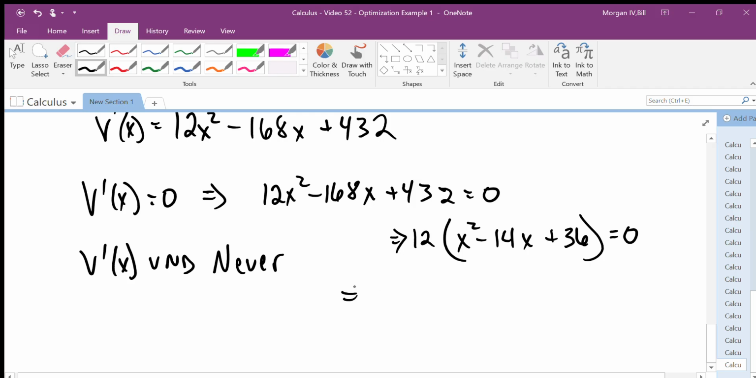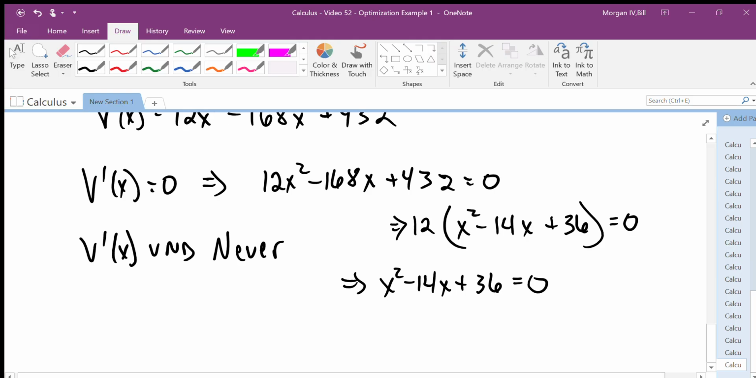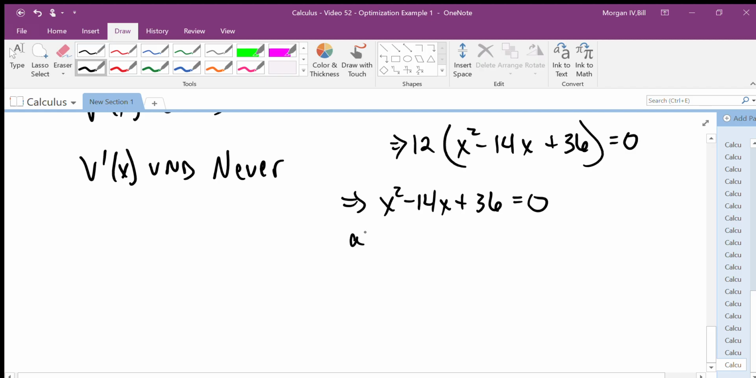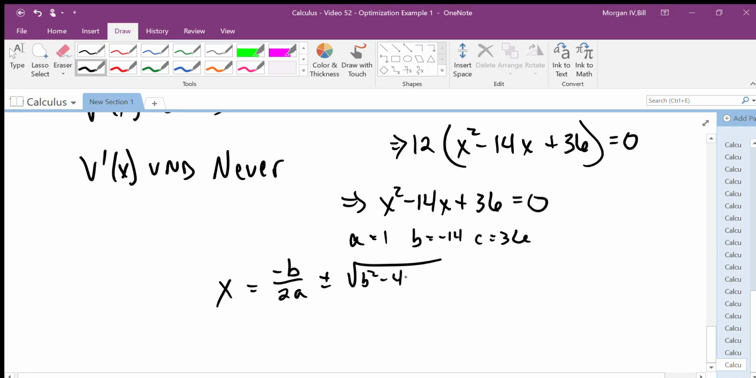This thing will equal 0 whenever x squared minus 14x plus 36 is equal to 0. Let's see, that would be nice if it would factor. 36: 1, 18, 2, 12, 3, 9, 4, 6. Nope, I'm not seeing it's going to factor, therefore let's go ahead and use the quadratic formula. Right, here a is 1, b is negative 14, c is 36. So to solve for x, we use the quadratic formula, negative b over 2a, plus or minus the square root of b squared minus 4ac, over 2a.